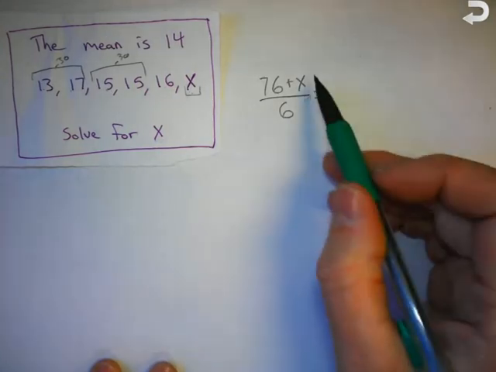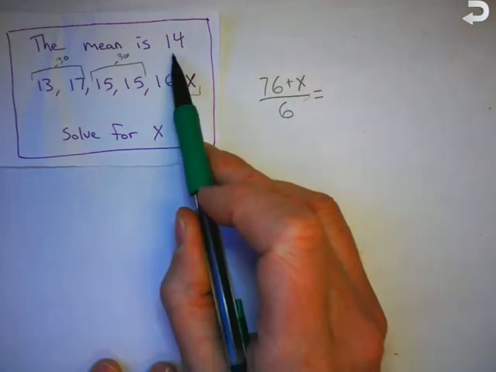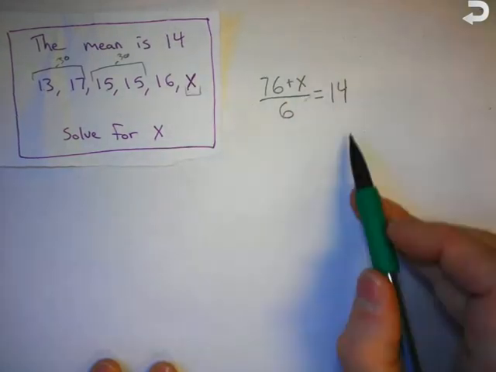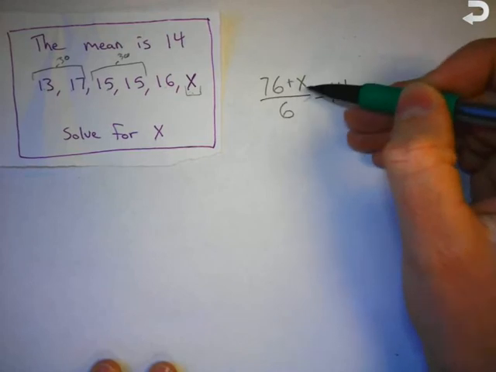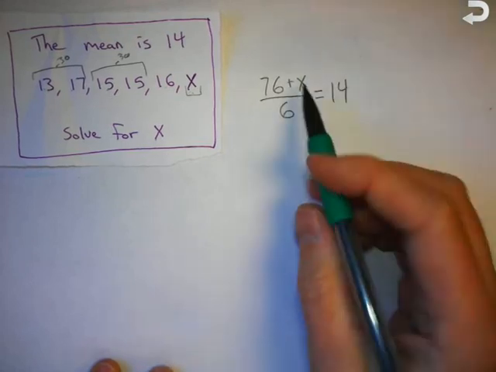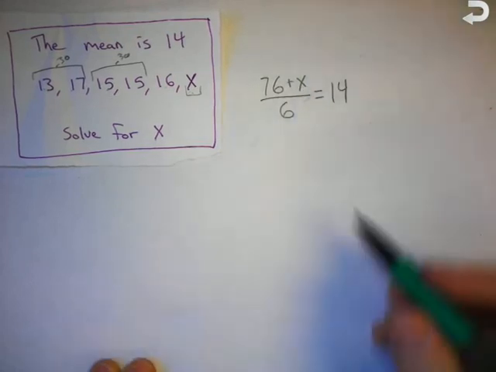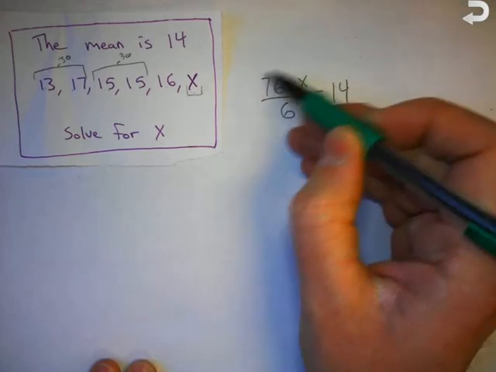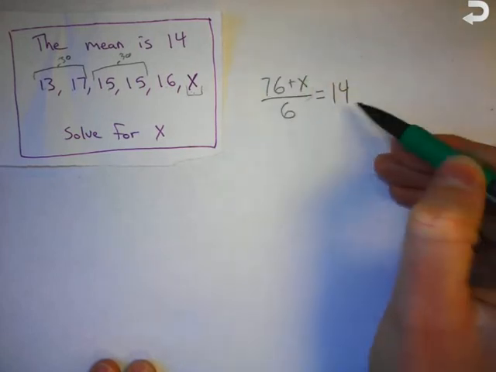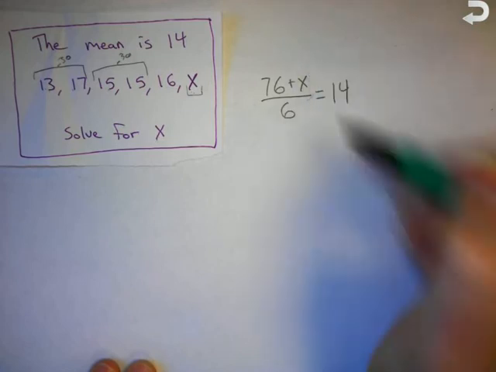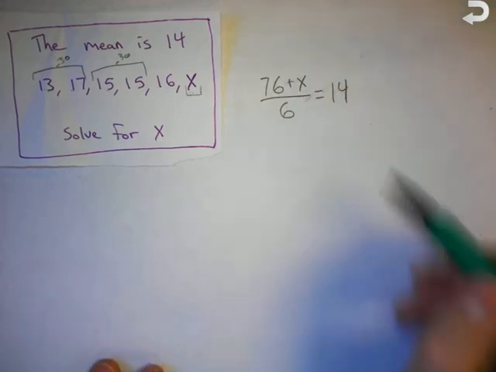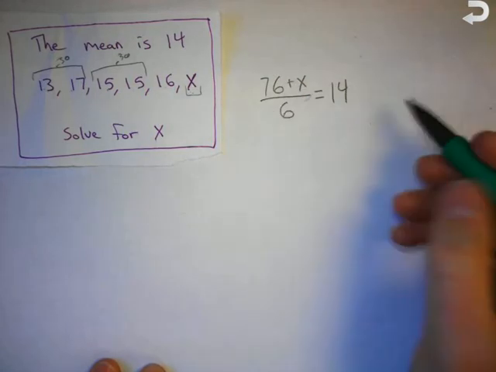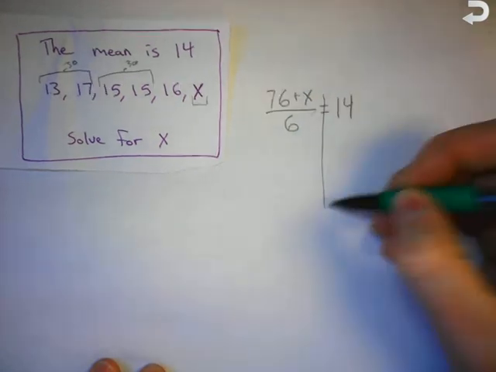So I'm going to say that this is equal to the mean, and we also know the mean is equal to 14, so I'm going to say it's equal to 14. There we go. We just don't know what x is. But because we've studied chapter 1, which was all about algebra, we can solve this pretty easily. We need a number that when you divide it by 6 equals 14. Whatever that number is, that will be our missing value. So let's go ahead and solve this.